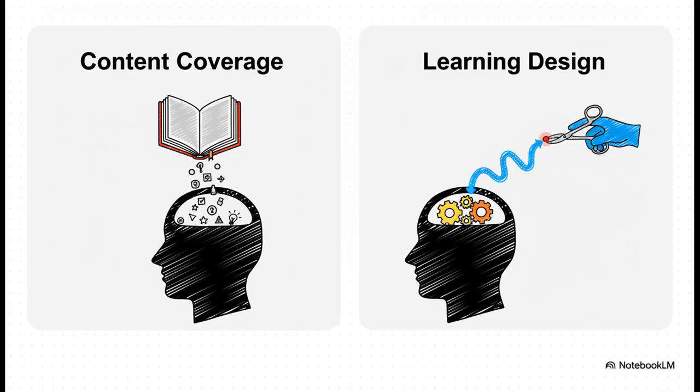And this slide right here, this gets to the heart of the whole shift. On one side, you've got content coverage, basically an information dump. It's all about delivering facts. But on the other side, you have learning design, which is all about performance. It asks a totally different question. What do my learners need to be able to do when they're done with this? It's about ability, not just information.